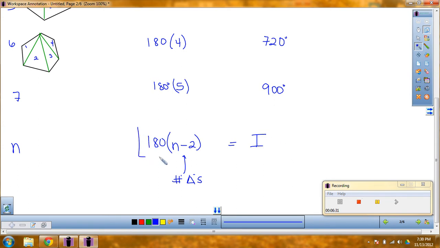Okay, so we are going to be working with this tomorrow. We are also going to start discussing exterior angles, number of diagonals, and what happens when we have regular polygons instead of just any old n-gon. All right, so that's it for today.